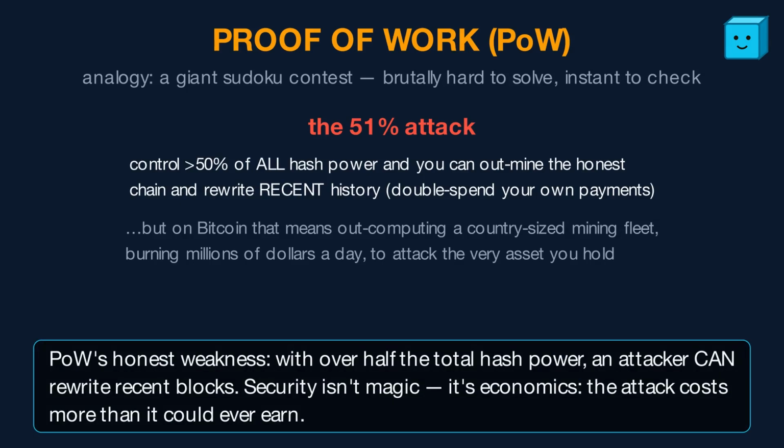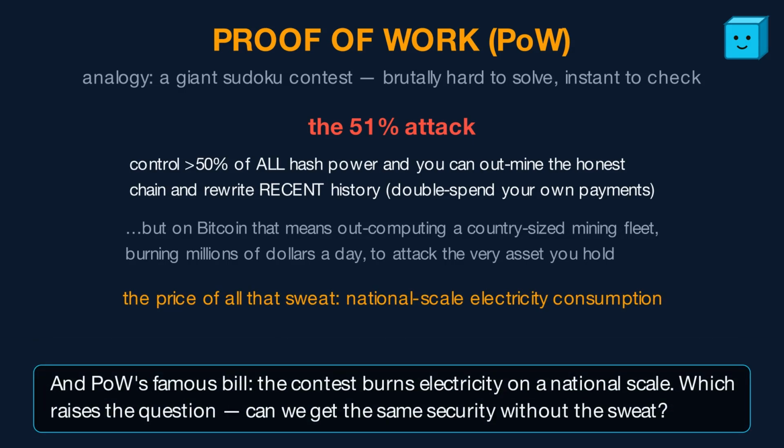Proof of work's honest weakness. With over half the total hash power, an attacker can rewrite recent blocks. Security isn't magic, it's economics. The attack costs more than it could ever earn. And proof of work's famous bill. The contest burns electricity on a national scale, which raises the question, can we get the same security without the sweat?